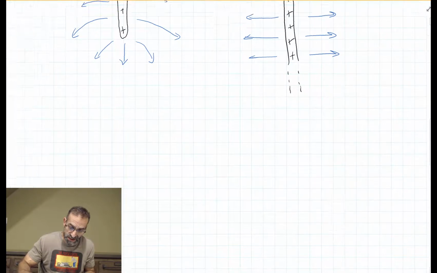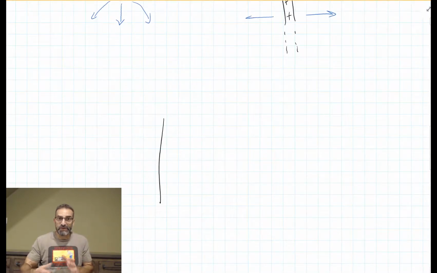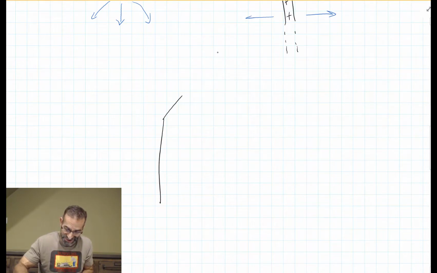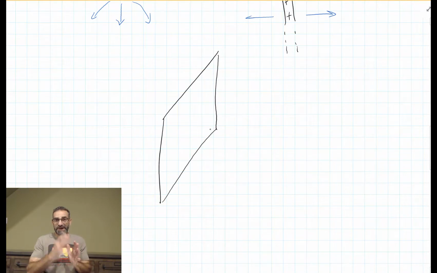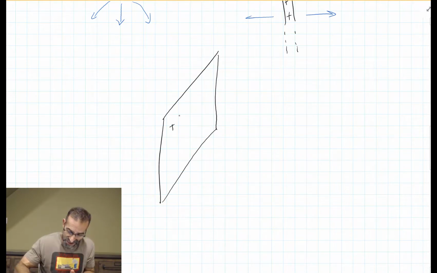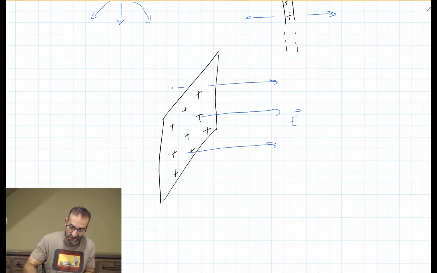So an infinite sheet, I'm going to attempt to draw in 3 dimensions here. My infinite sheet of charge is perpendicular to the page, and it's got charge on it. Let's just make it positive charge. And it sends electric field lines out from it in this direction and also in this direction.